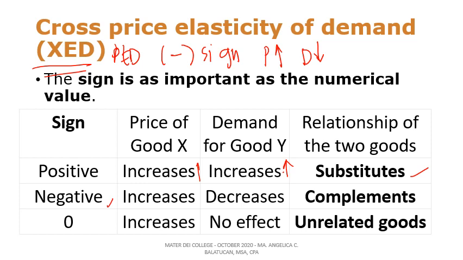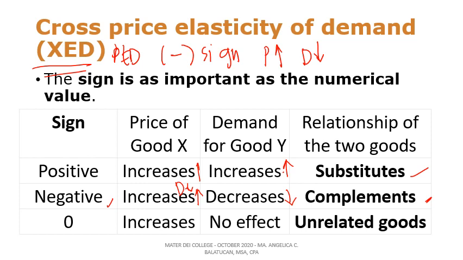On the other hand, if the sign is negative, when the price of good X increases, the demand for good Y decreases. What happens here? The price of good X increases, the demand of good X decreases. And the demand for good Y, as a result, will also decrease. So they are related to each other. The decrease in the demand of good X because of the price increase also pulled down the demand of good Y. So what is the relationship of the two goods? The two goods are complements, because once the demand for good X decreases because of the increase in the price, the demand also of good Y decreases.